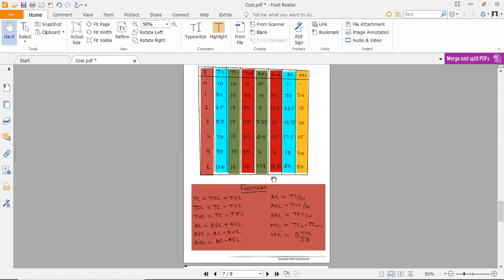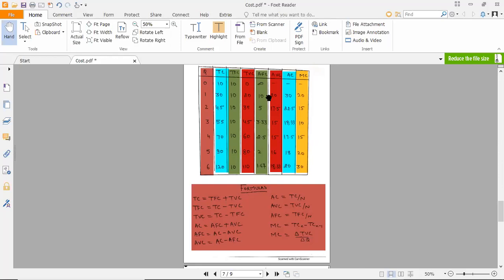So now let us understand how we calculate TC, TFC, TVC, AFC, AVC, AC, and marginal cost. All these formulas I have just discussed are very, very important, and let us see how we are going to use them. As you can see, I have made this table. The first column is quantity, the number of units of output: 0, 1, 2, 3, 4, 5, 6. Then we have total cost: 10, 30, 45, 55, 70, 90, and 120. Then total fixed cost, 10, which is constant at all levels of output. Then variable cost: 0, 20, 35, 45, 60, 80, and 110.